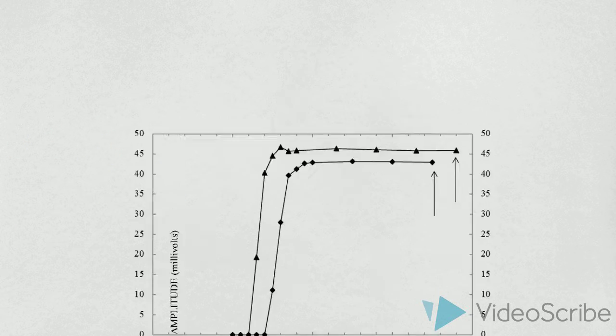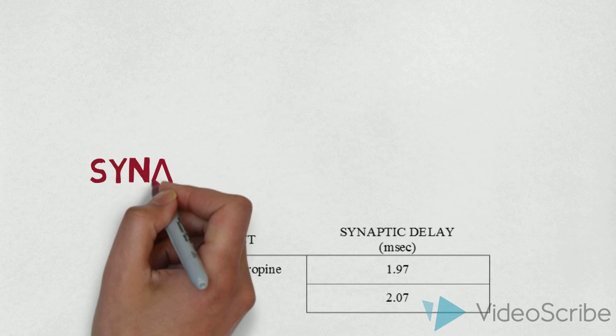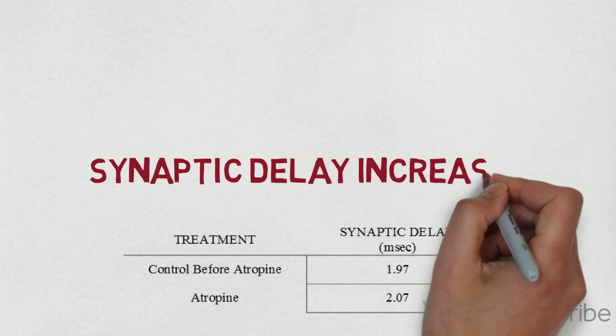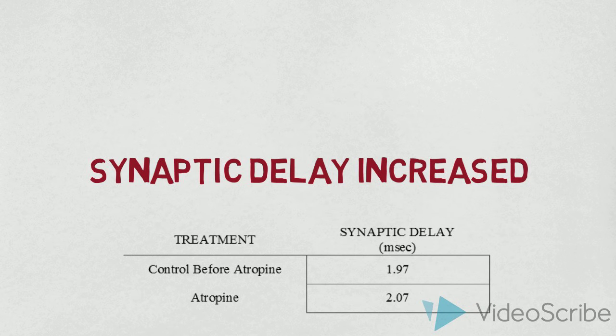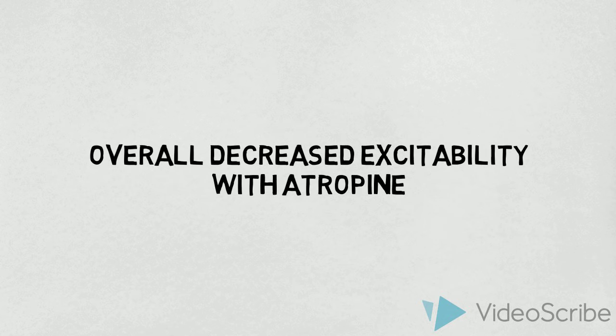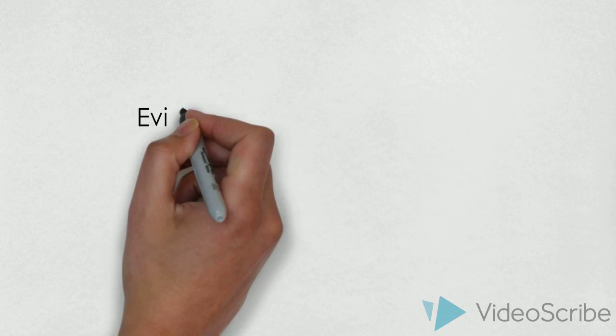However, in our experiment, we saw a decreased excitability with atropine. Our max MAP amplitude decreased and our synaptic delay increased. Atropine caused a reduction in duration of the end plate potential by modifying the acetylcholine receptor reaction, which causes a shortening of the ion channel open time and lowers its conductance.